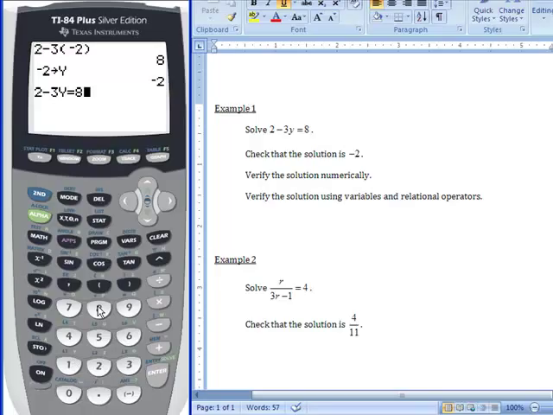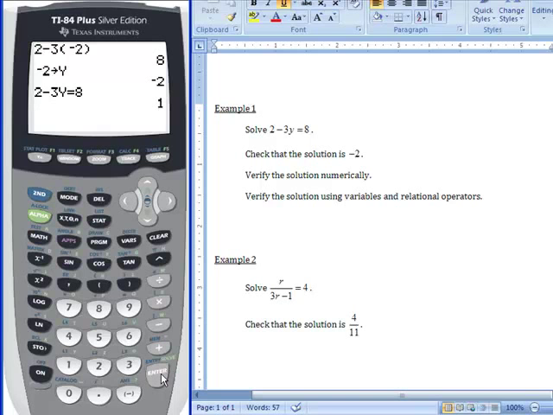Now before I press enter, I want to explain to you what the calculator is going to do. The calculator is going to look at this statement as being either true or false. If it's true, that is if the two sides both have the same value, then we'll get a 1 back in response. If it's false, that is the two sides are not equal to each other, then we'll get a 0 back in response. Since we already know that negative 2 is the solution to this equation, because we've already checked it using the numerical method, we do expect that we'll get the 1 back because the statement is true.